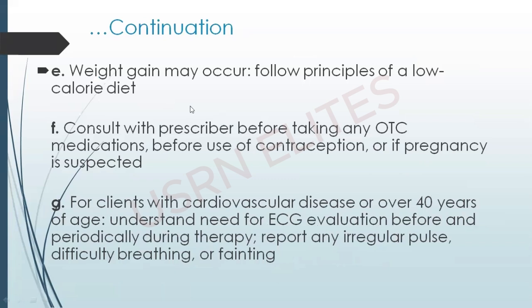Okay. So weight gain may occur. When weight gain occurs, follow principles of a low-calorie diet. You have to teach patients about this. But I've told you, when you say weight gain of more than 2 pounds per week, report to healthcare provider. Normally it states 2.2, something like that. So it's like 1 kilogram per week. If you see something like that, it's not good.